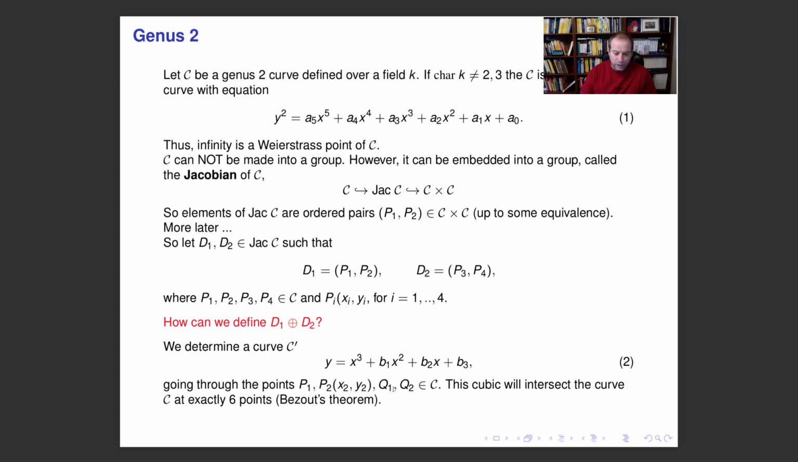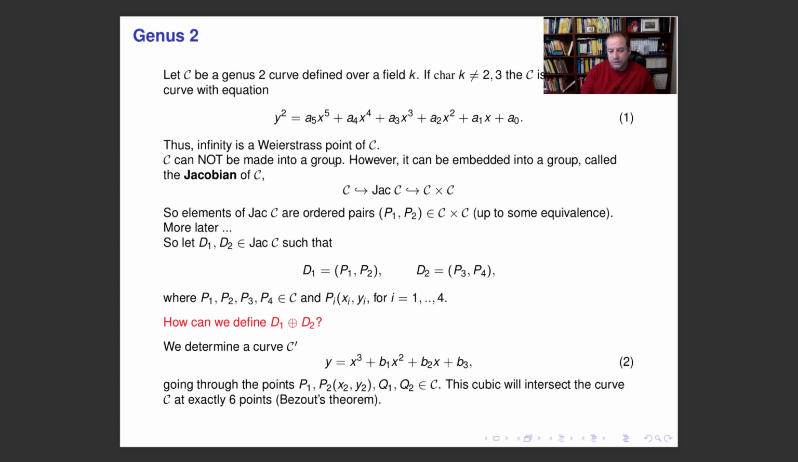Here, for some reason, I'm calling them p1, p2, q1, q2. Basically these 4 points, and you will see that there is a unique curve which will do this job. I should put another b0 coefficient here, but there is exactly one curve which interpolates these 4 points in a cubic curve. And this curve will intersect the original curve C in exactly 6 points.